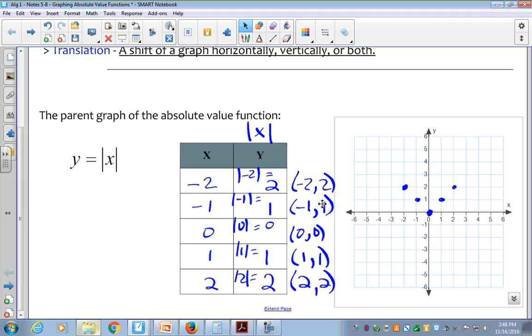I'm going to go ahead and connect those coordinates. So the parent function is a V-shaped graph. It's got its corner, the little pointy part, at 0, comma 0. Go ahead and pause real quick to make sure everybody's got this graph and the coordinates written down.